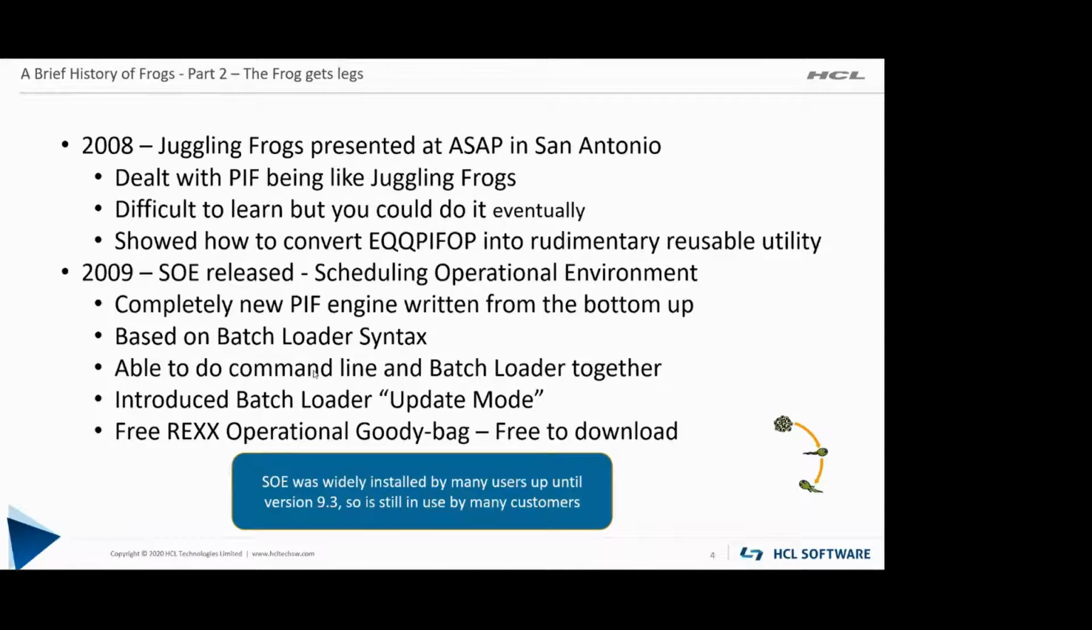This is a completely new PIF engine, written from the bottom up. It was based on a different syntax because we couldn't use anything of the old EasyPIF. We were able to do command line and batch loader together, and a new trick for batch loader was that you could update objects. So it was quite nice. It was known as the Free Rex Operational Goodie Bag, or Frog. And that's where all the frogs came from.